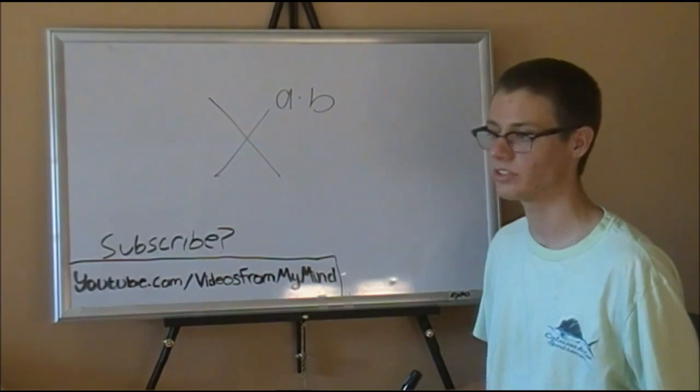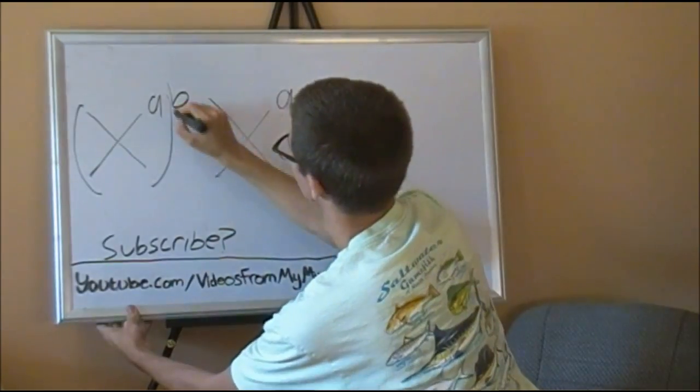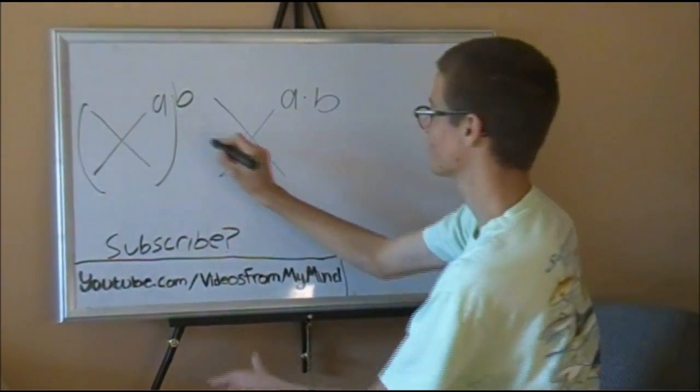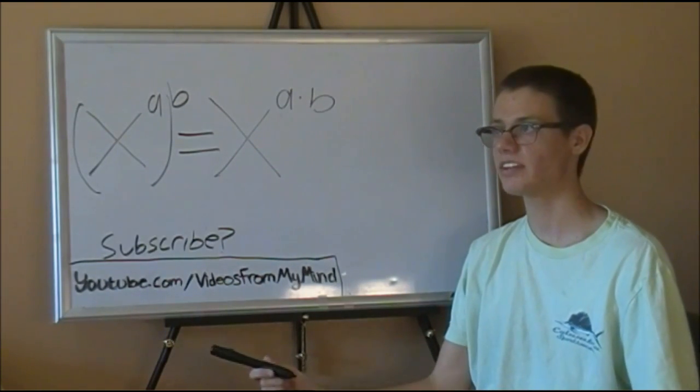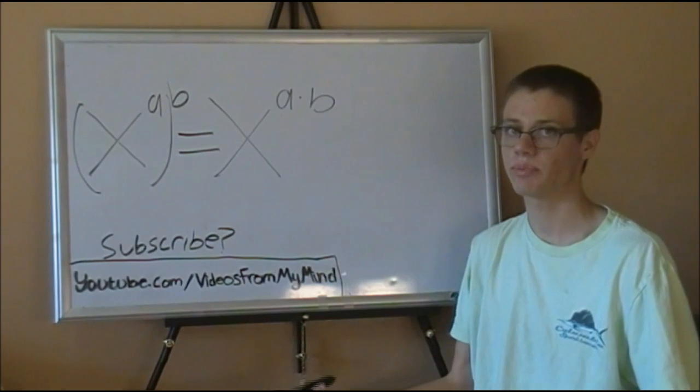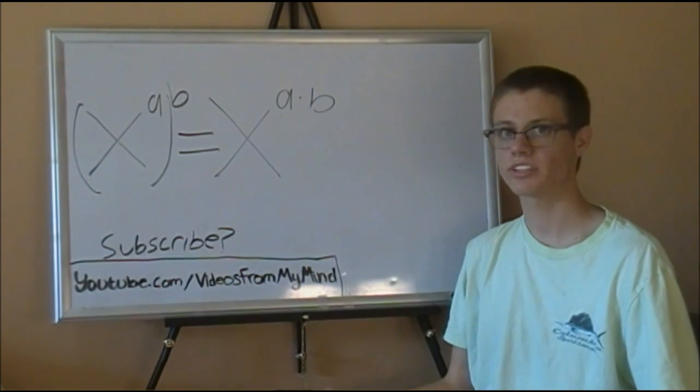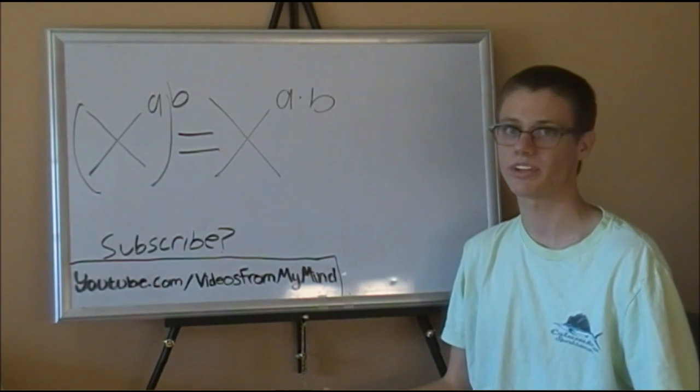So we can come to the conclusion that this equals this. And what were we really doing? We were just counting x a times and then counting that b times. So algebra is as easy as counting, and everybody knows how to count.